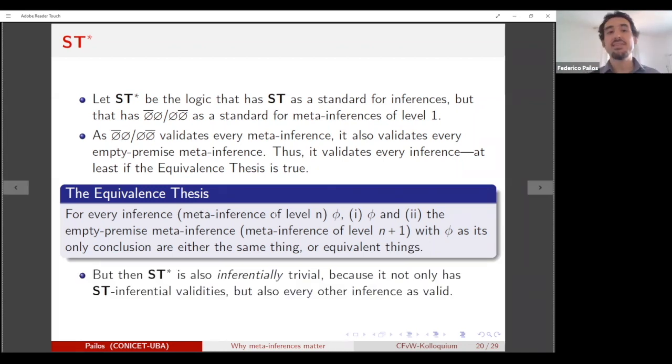But the problem is that SDstar is not only metainferentially trivial, but also inferentially trivial if the equivalent thesis is true. Because despite having ST as a standard for inferences, it not only validates everything that is valid in ST, but it also validates every meta-inference with an empty premise set and only one conclusion. And if those things are equivalent to inferences, then it also validates every inference. So it trivializes at the inferential level.